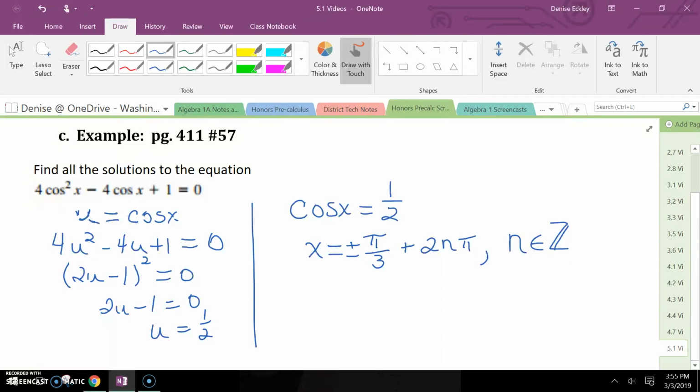We're going to have all the positive pi over 3 angles. Every trip around the circle will end up again, if we start at pi over 3 in the first quadrant. If we add a 2 pi to it, we'll still be at the same angle. And the same for negative pi over 3. If we start from there and we take one whole trip around the circle, which will be at 2 pi, or 4 pi, or 6 pi, 8 pi, we will always end up at negative pi over 3. So this is the set of all the solutions to our original equation.